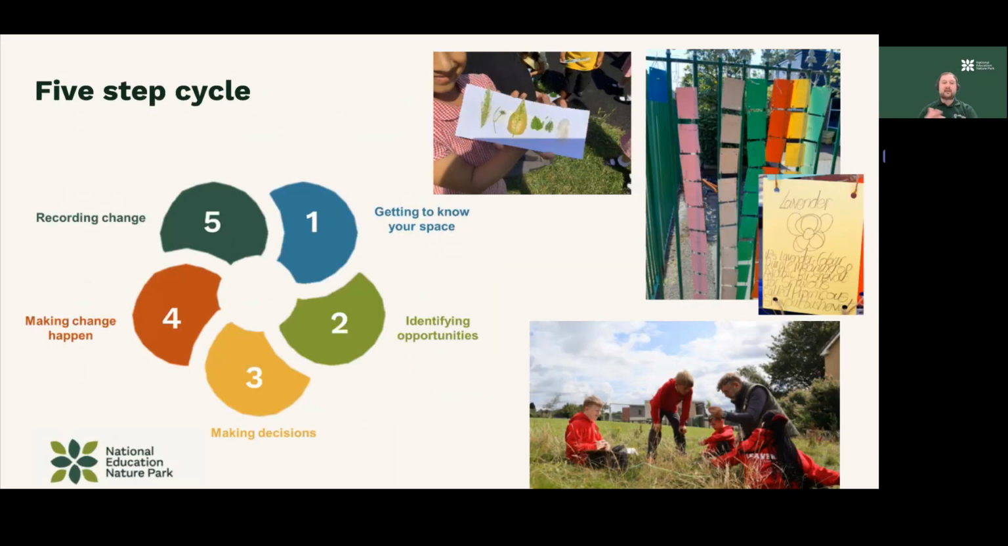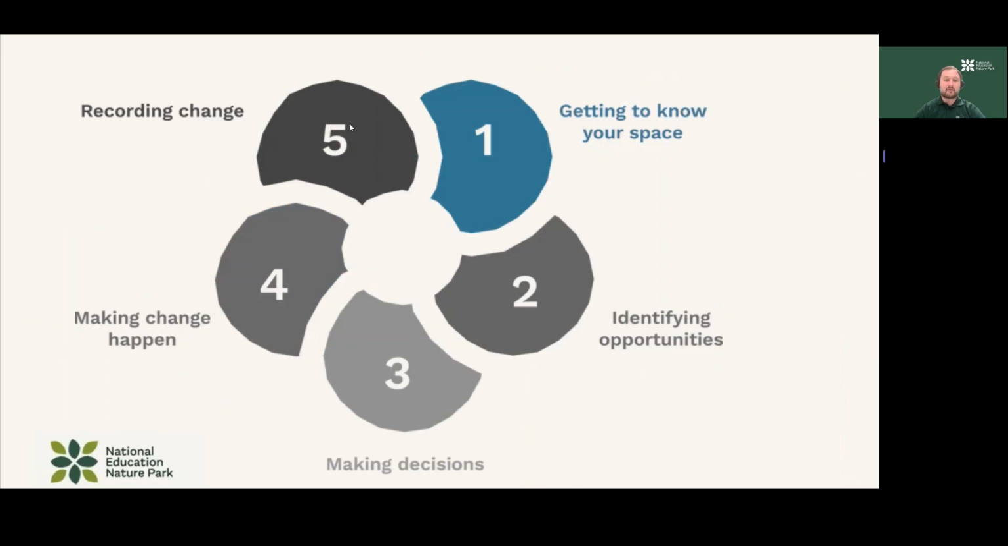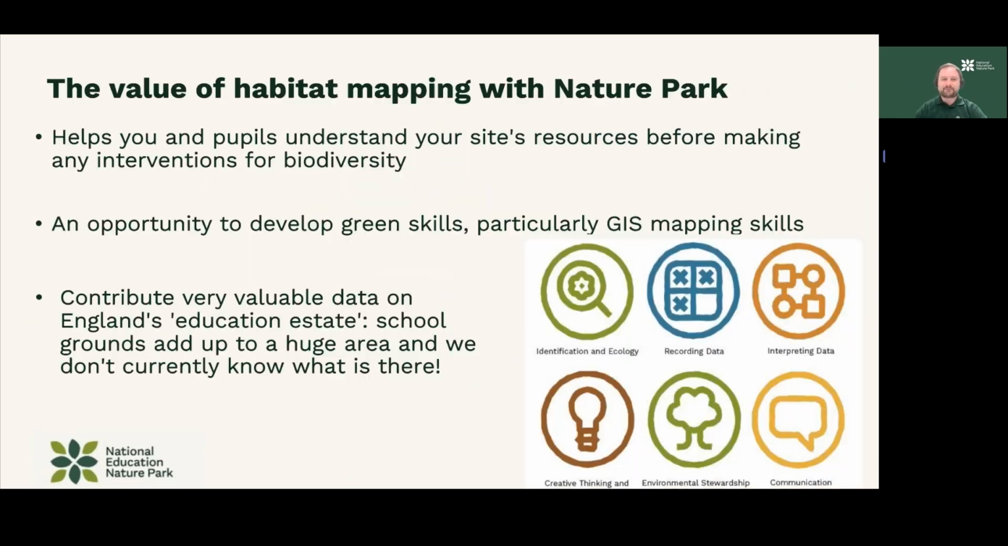So where does it fit in with the 5-step cycle? Hopefully this is a graphic that you'll have seen or be somewhat familiar with. Well, as you can guess based on what I've just said, it fits in with the getting to know your space aspect of the nature park cycle, as I mentioned, with setting up your site as a lab. What's the value of habitat mapping with nature park? We're going to go over how to do it, but what's the point of doing it? Why should you take the time to do it?